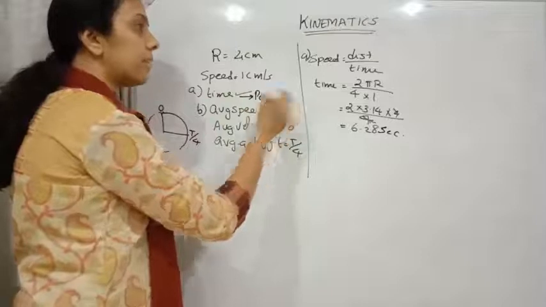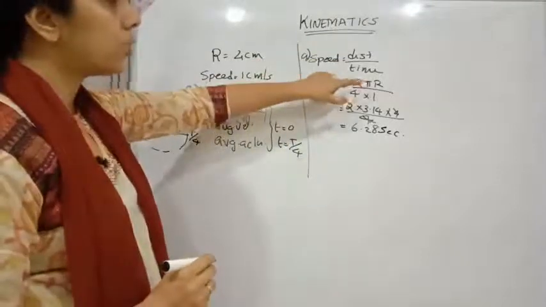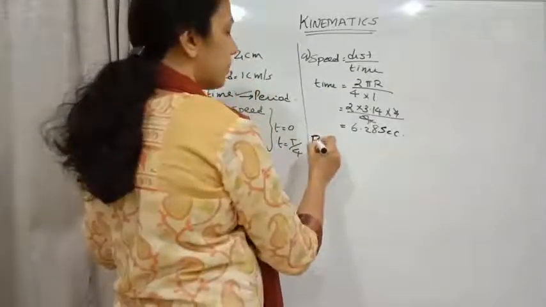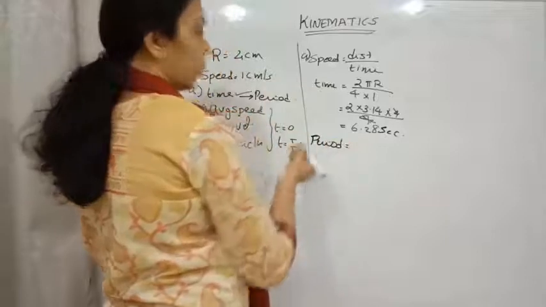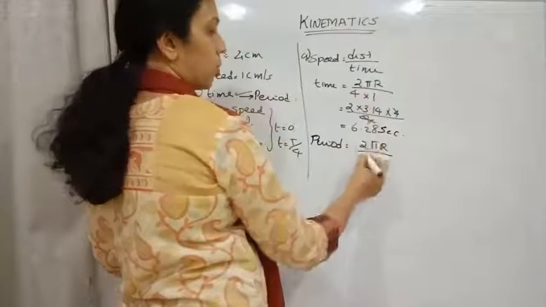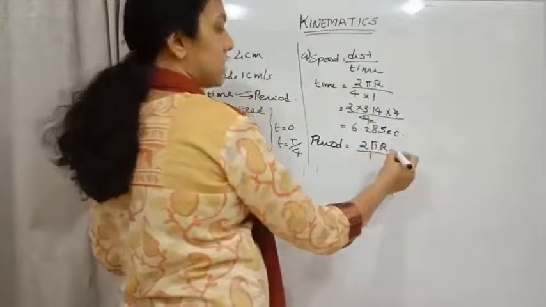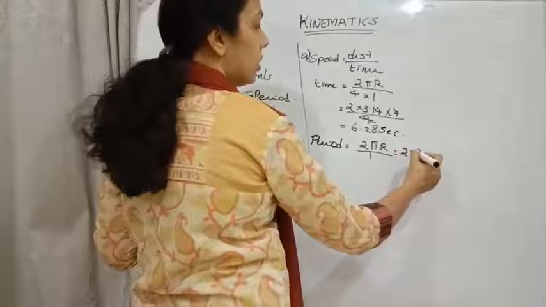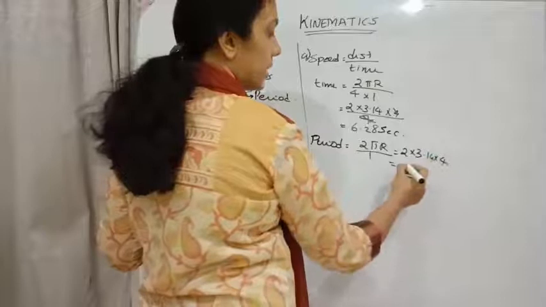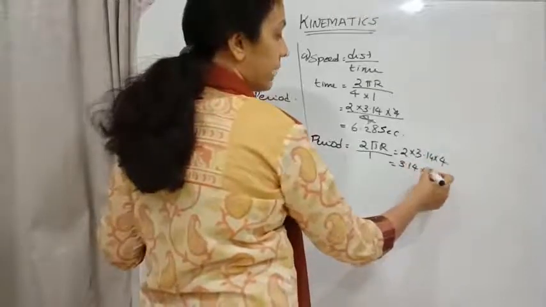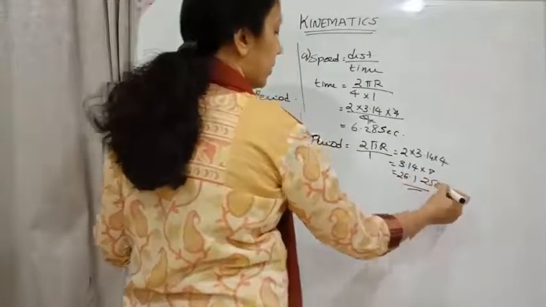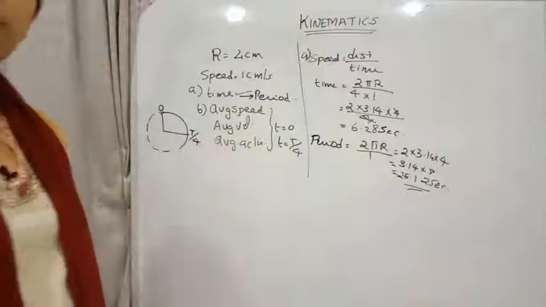Suppose the question comes where the time period is asked. What should we do? We need not find 2 pi r divided by 4. You can directly substitute, as time period will be equal to the total time required. How can we find it? 2 pi r divided by speed, that is 1 centimeter per second. 2 into 3.14 into r, which is 4, so here you will get 3.14 into 8, that is 25.12 seconds. Okay, this is how you will find out the time period.